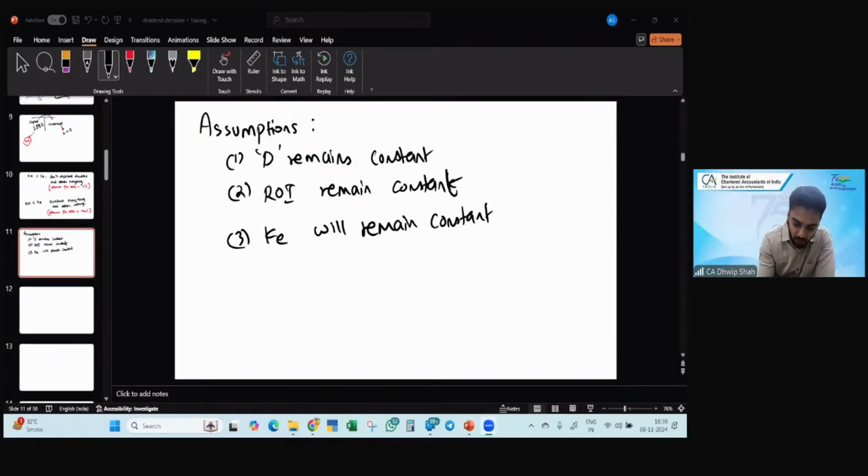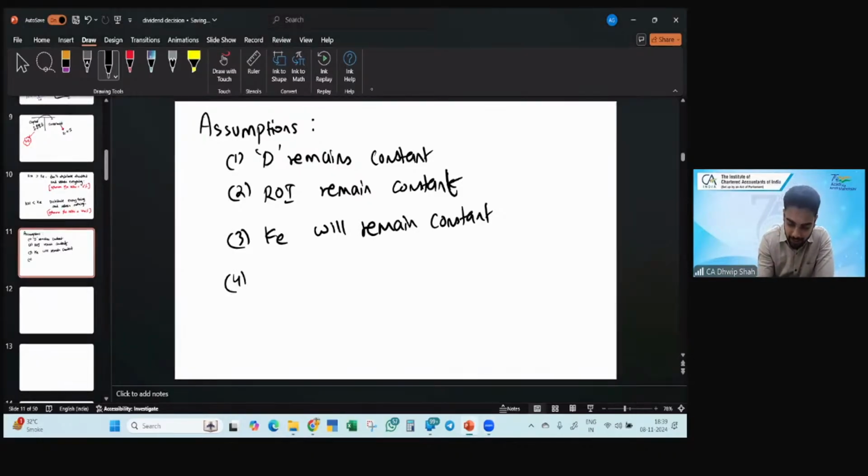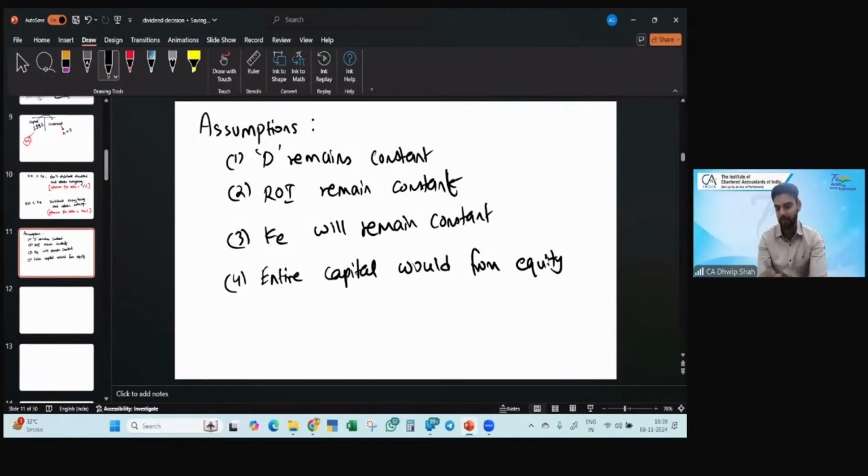Key assumptions. Fourth, as I said, unless otherwise specified, entire capital would be from equity. That is, there would not be any debt in the company. Fifth, but not the least, the going concern assumption that we use in accounting: the life of the firm would be infinite. जब तक है जान, तब तक कंपनी चलती रहेगी. जब तक है जान, ठीक है? Life of the company would be infinite.